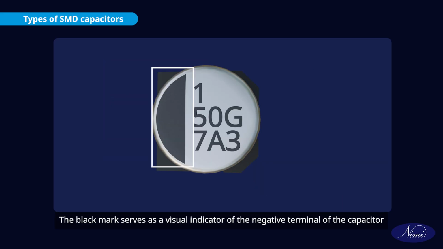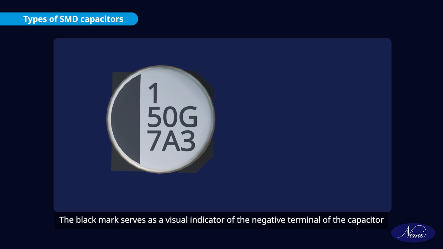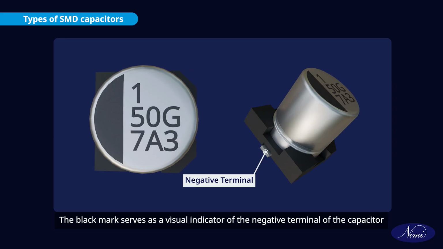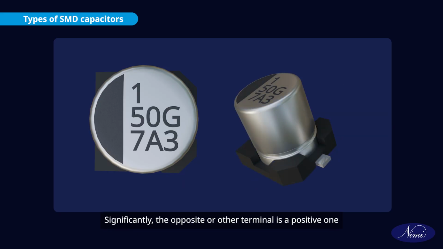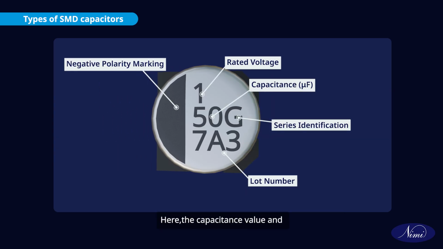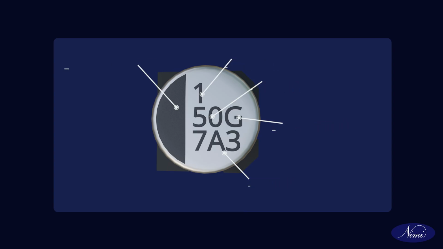The black mark serves as a visual indicator of the negative terminal of the capacitor. This ensures that the negative terminal is correctly connected to the negative pad on the PCB. Significantly, the opposite terminal is the positive one. Here, the capacitance value and operating voltage will be indicated at the top of the capacitor as shown.